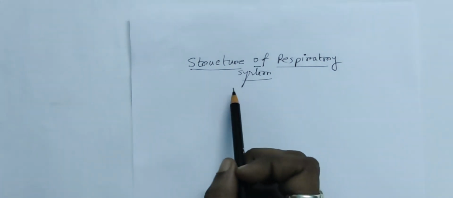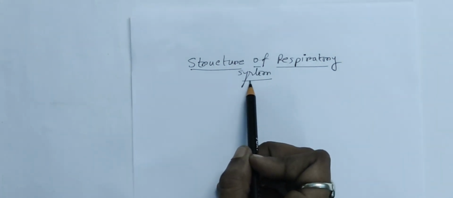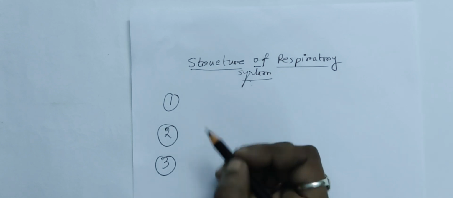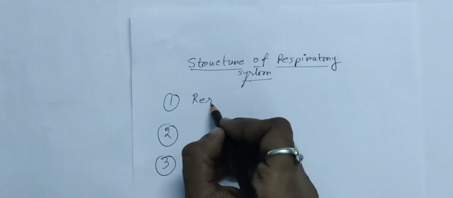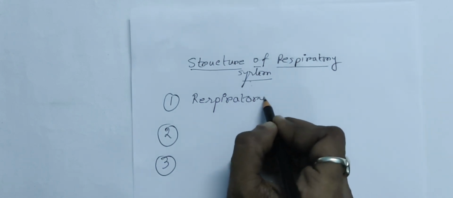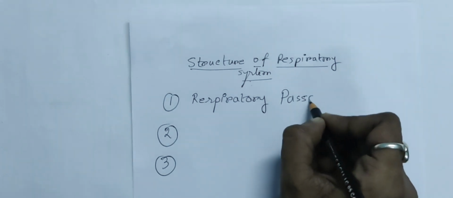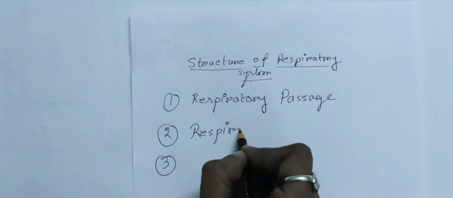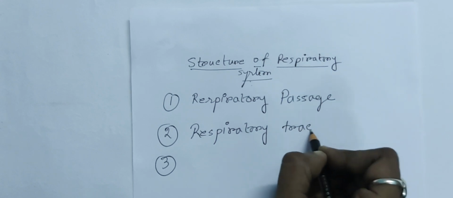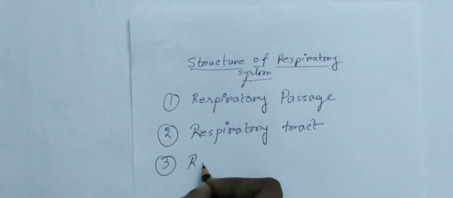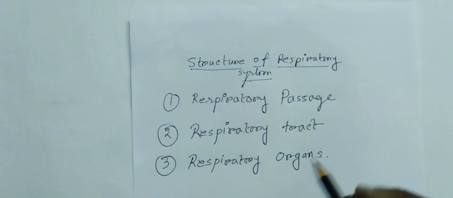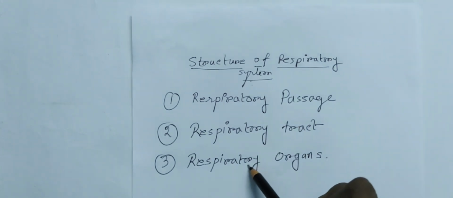So the structure of the respiratory system, that is, the components of the respiratory system, are divided into three groups. First, there is the respiratory passage. Second, the respiratory tract. And third, the respiratory organs. So these are three main parts.